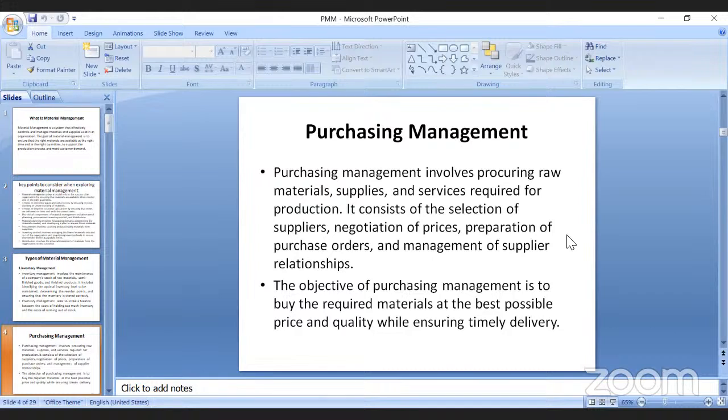Good quality of materials and pricing also. Yes, yes, material management means cheap, beautiful, and durable.